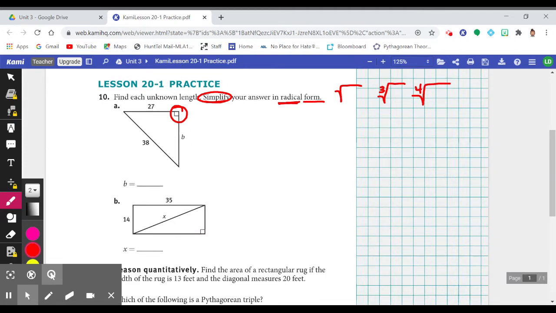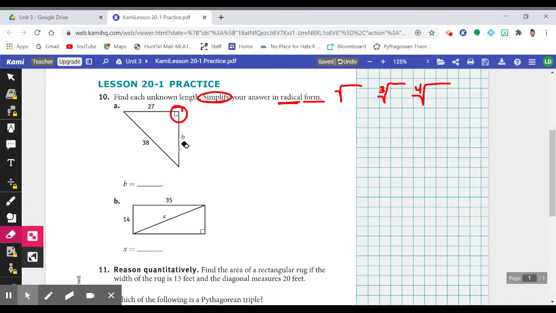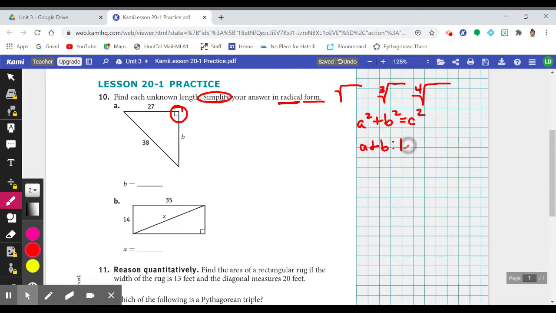Now, one of the most important things we need to establish, and they help us out here by telling us that the length of this side is represented as B, is in the Pythagorean Theorem, A squared plus B squared equals C squared. A and B represent the length of legs, and C represents the length of the hypotenuse. So ask yourself, which of these measures is the hypotenuse? Well, it's always opposite of the right angle. Always, always, always. So 38 is going to be our hypotenuse, so we'll use that for C.